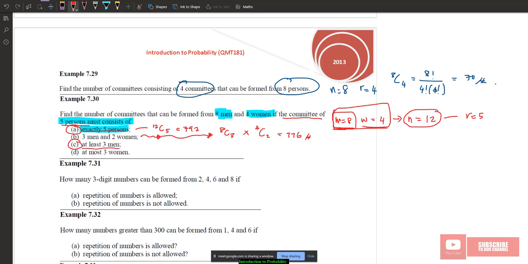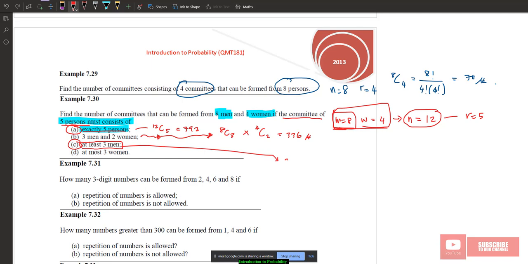Now, at least 3 men. So what does it mean? At least 3 men. At least means paling kurang. Paling kurang 3 lelaki. At least means paling kurang.